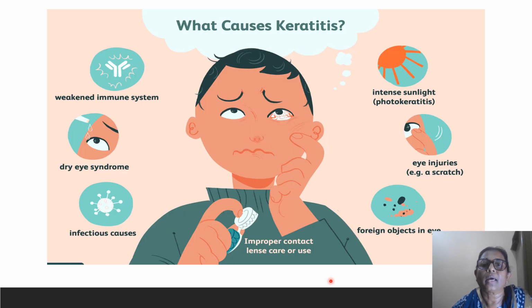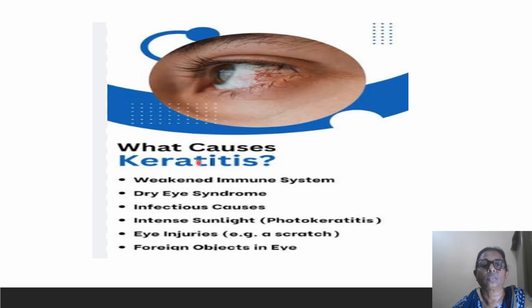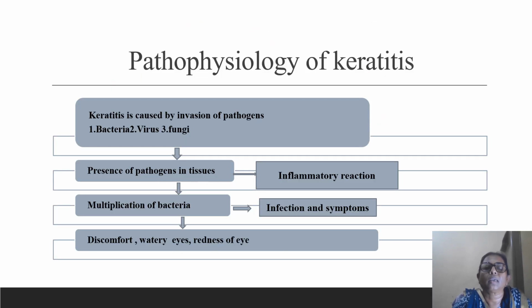Here you can see the diagrammatic presentation. Weakened immune system, dry eye syndrome, infectious causes, then improper contact lens use and care of lens, foreign objects in the eye, scratches, and intense light or photokeratitis due to exposure to ultraviolet light. What causes keratitis? Already we have discussed: weakened immune system, dry eye syndrome, infectious causes, intense sunlight, photokeratitis, eye injuries, and foreign objects in the eye.